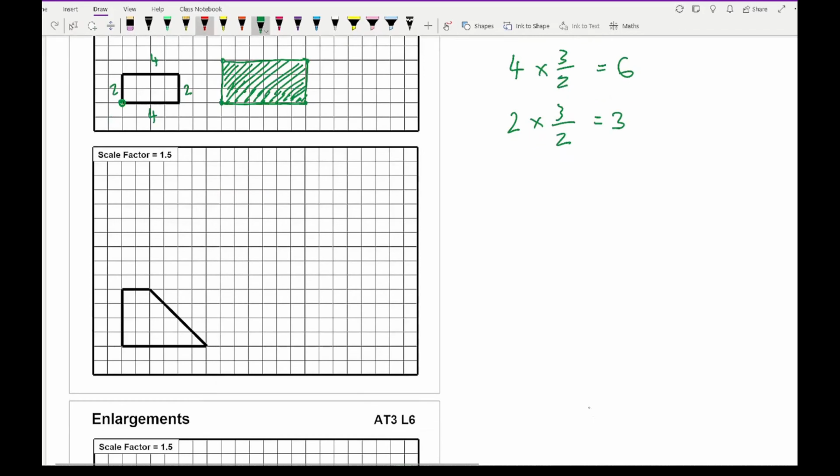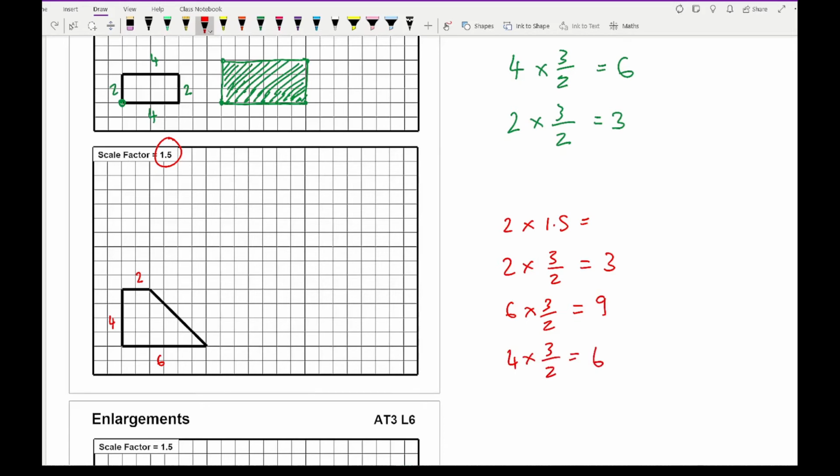Again, looking at the dimensions, I've got 2, I've got 4, and I've got 6. So again, I'm using a scale factor of 1.5. So here I'm going to do 2 times 1.5. So again, 1.5 is 3 over 2, which is 3. 6 times 3 over 2 is going to be 9. And 4 times 3 over 2 is 6.